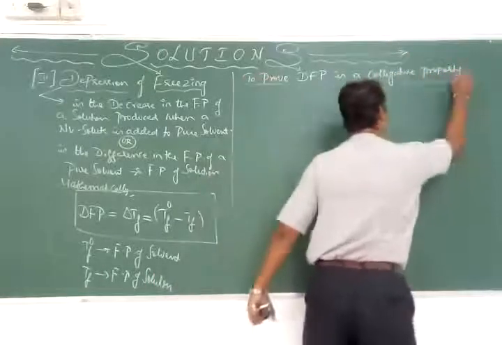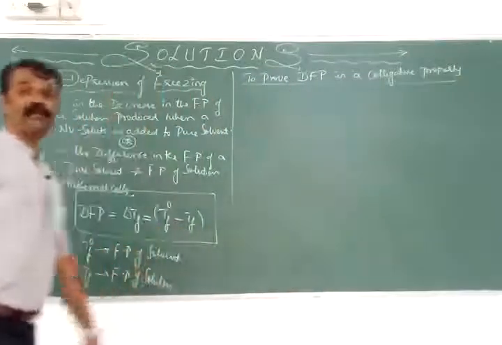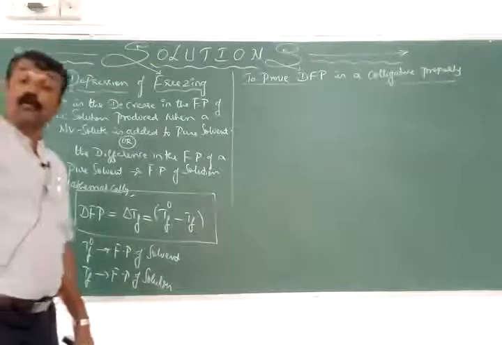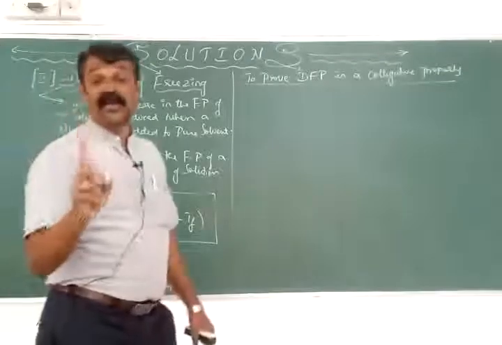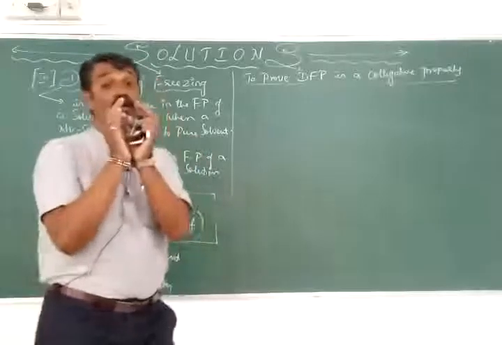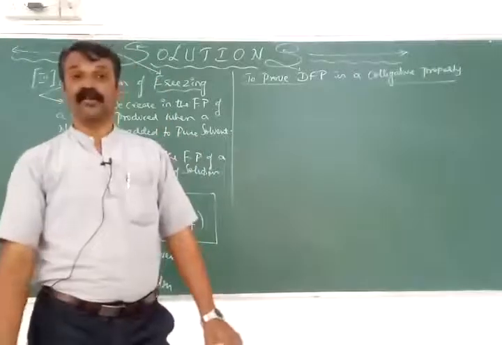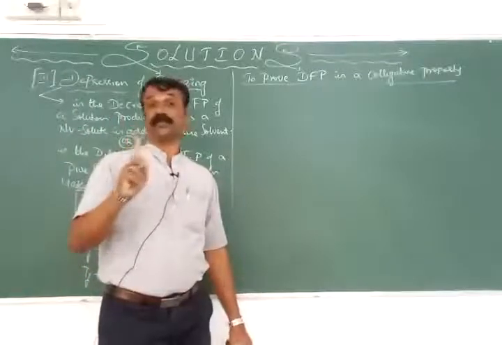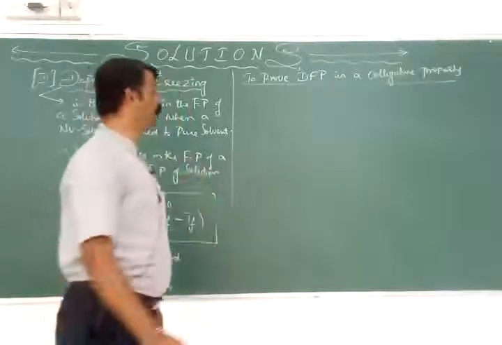The depression of freezing point, we have to prove that it is an example of a colligative property. Colligative property means we have to prove that it is a physical property of a dilute solution. It depends only upon the amount or number of moles of solute particles, but not upon its chemical nature or size. Okay, so that we will do now.